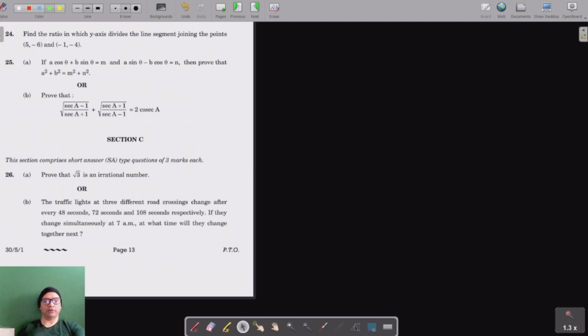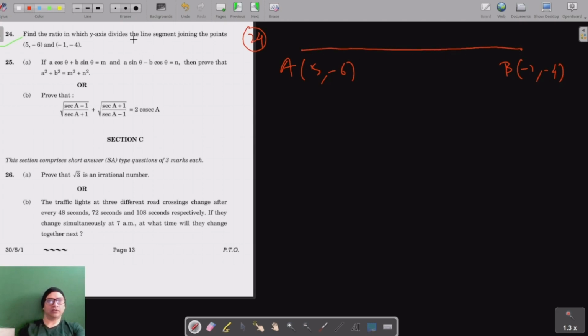Okay, for question number 24, we have to find the ratio in which the y-axis divides the line segment joining the points 5, comma minus 6 and minus 1, comma 4. So let's say our points are A, which is 5, comma minus 6, and B, which is minus 1, comma 4. And this is being divided by the y-axis. So the coordinates on the y-axis are 0, comma y, and we have to find the ratio.